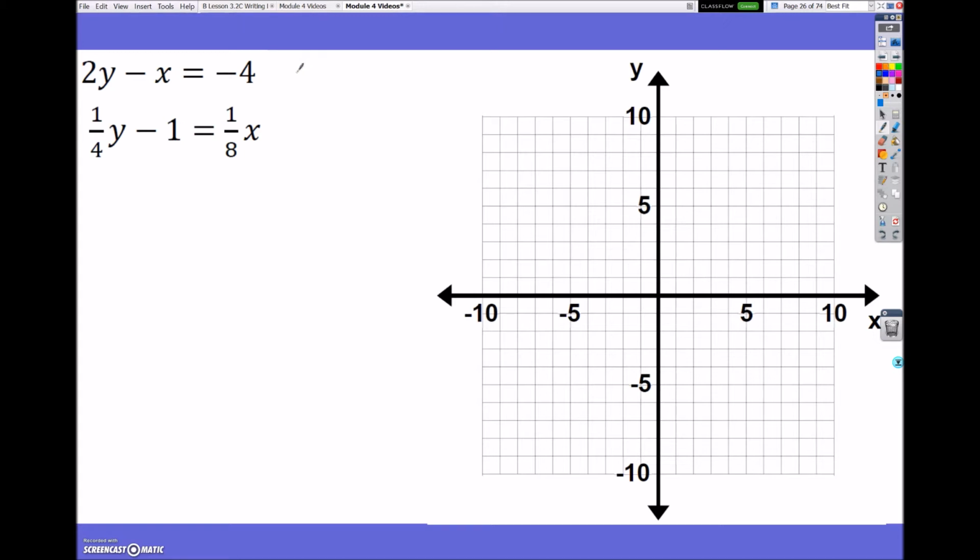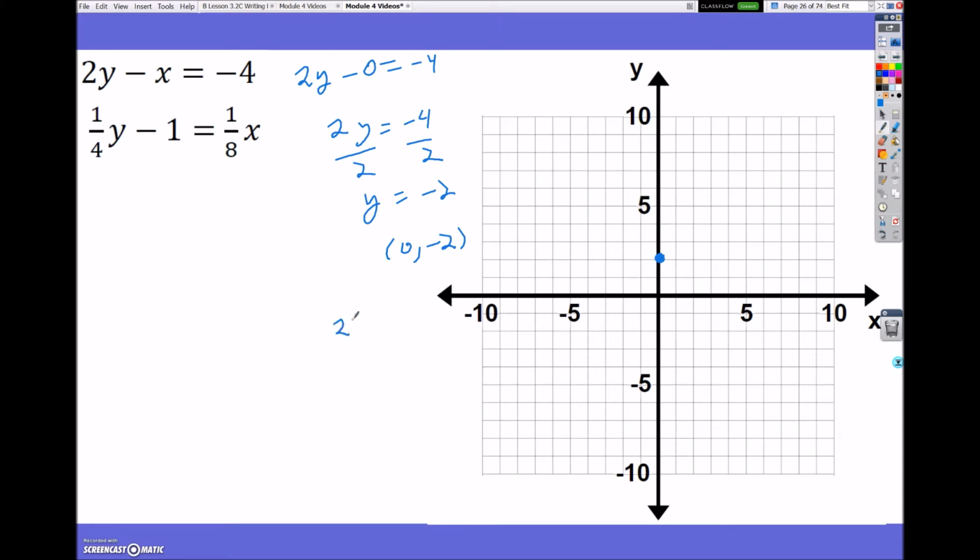So looking at this, I would have 2y minus 0 is equal to -4. This would give me 2y is equal to -4. And when I divide both sides by 2, I'm going to get y is equal to -2. That means when I plugged in 0 for x, I have a y-intercept of -2. So that's my first point right here.